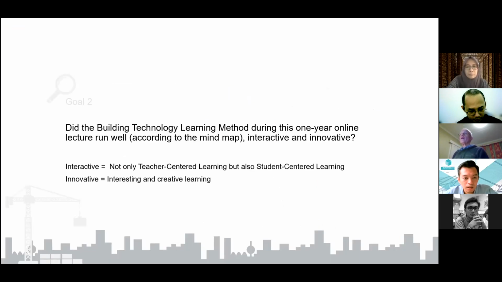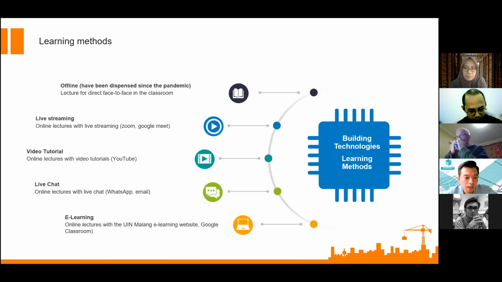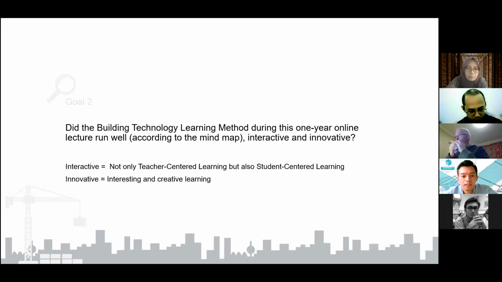And then this is goal 2. Did the building technology learning methods, like live streaming, video tutorial, live chat, e-learning, run well or not according to the mind map, interactive and innovative? Interactive means not only teacher-centered learning, but also student-centered learning. Student and teacher together create the interactive class. And then innovative means interesting and creative learning, so happier learning for building technology or structure.